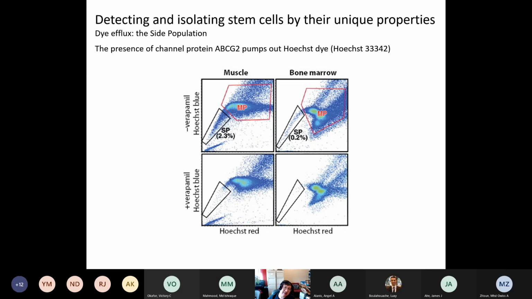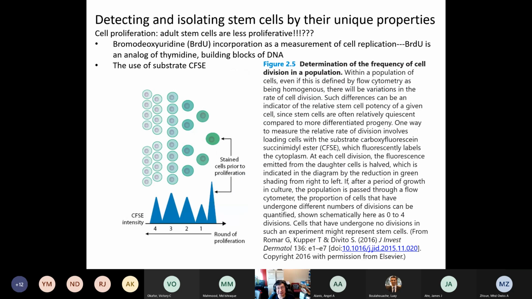But in the presence of verapamil, this is a calcium channel blocker, and this channel, ABCG2, is a calcium channel. So if you use verapamil, in the presence of that, basically it will block this channel, and then it can no longer get the dye out. So all the cells now have a higher intensity of Hoechst. So this side population is a stem cell population. This not only happens in muscle, it happens in bone marrow as well. So in the bone marrow, you can use this to identify the stem cell. This is a unique property of the cells.